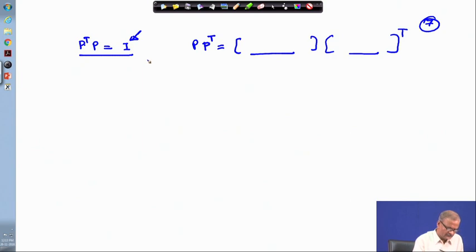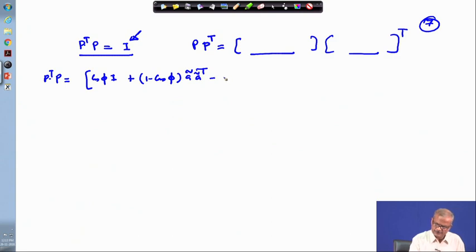So, for you I will try to work out at least one of these. I will have to write the whole matrix here, only then can we proceed. So, this is P transpose P equal to cos phi I, A tilde times A tilde transpose, minus.